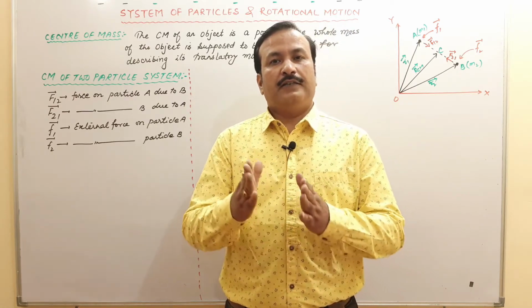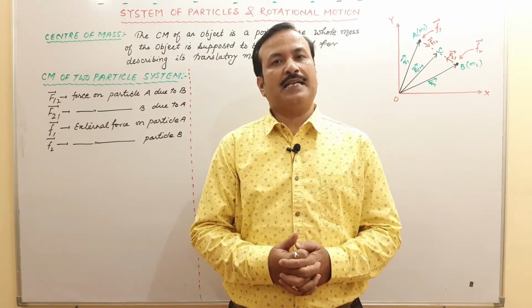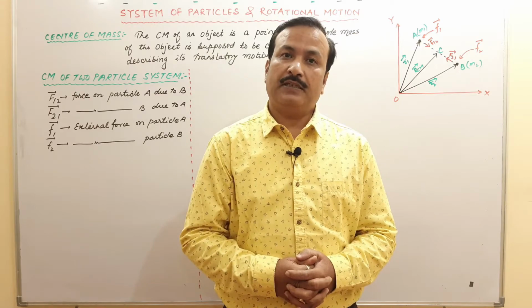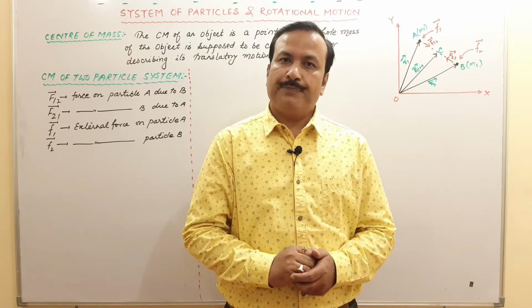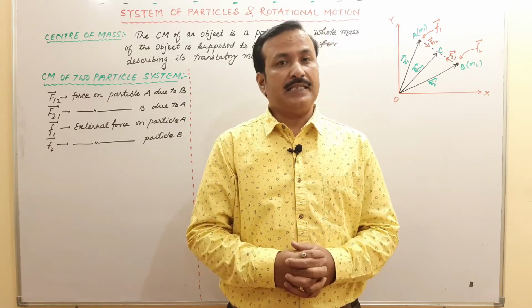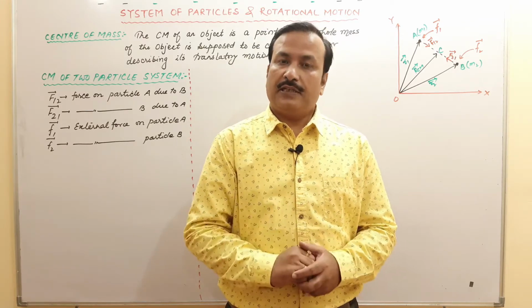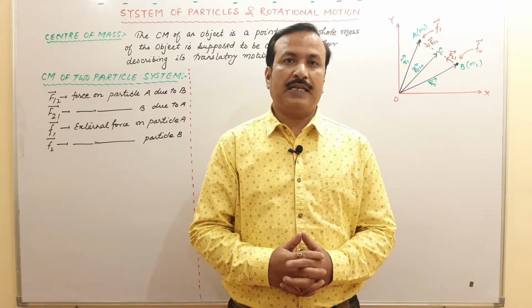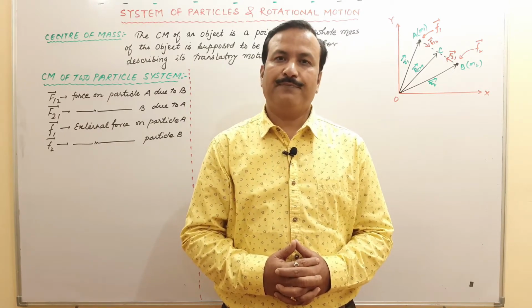If the object covers a very large distance as compared to the size of the object, then it is called a point object. Point object does not mean that it will be very small like a point. Earth can also be considered as a point object. Why? Because during its rotation around the sun, the distance covered by the earth is very large as compared to the size of the earth.